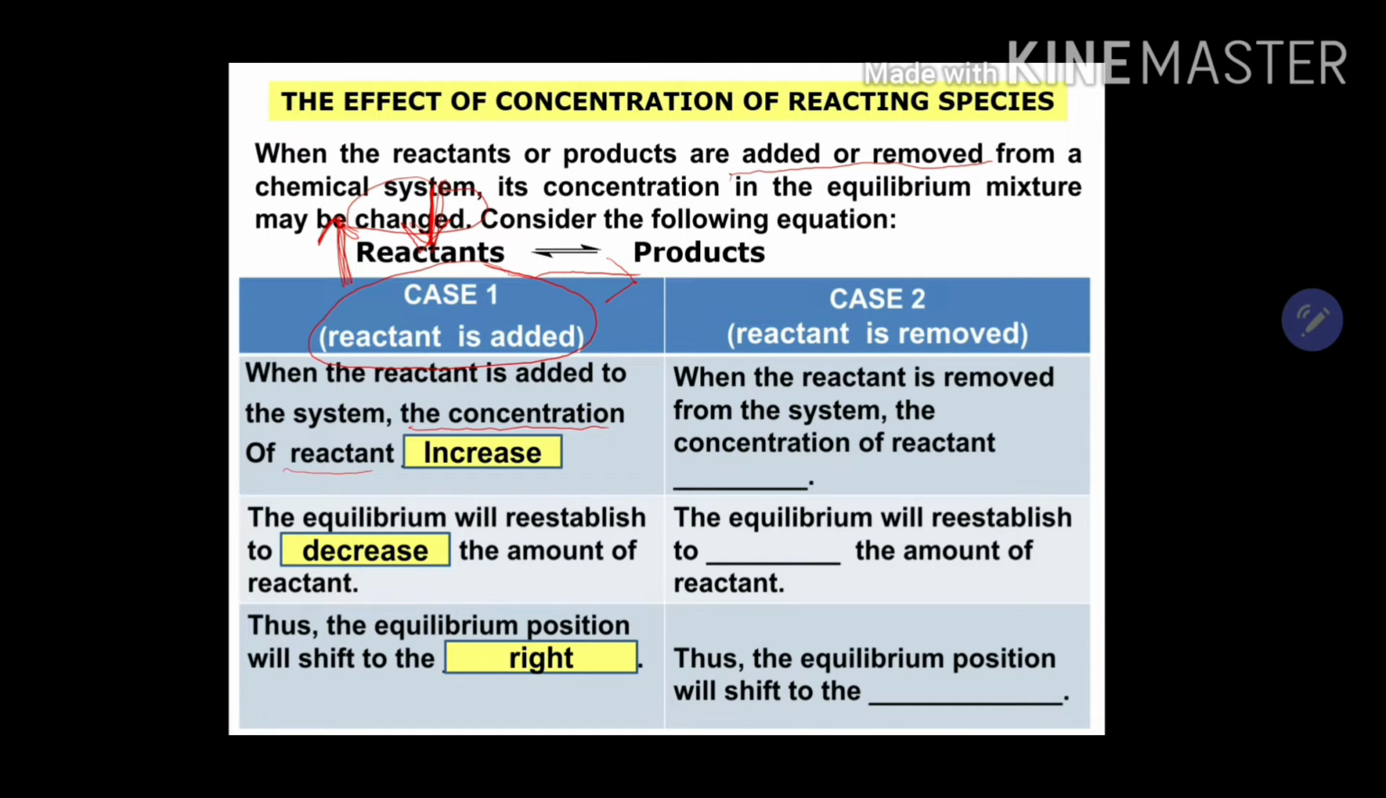Why? Because by shifting to the right, the reactant will produce more product. Thus, the concentration of the added reactant will be decreased. Therefore, the new equilibrium is achieved. Now look at the second case, when the reactant is removed.